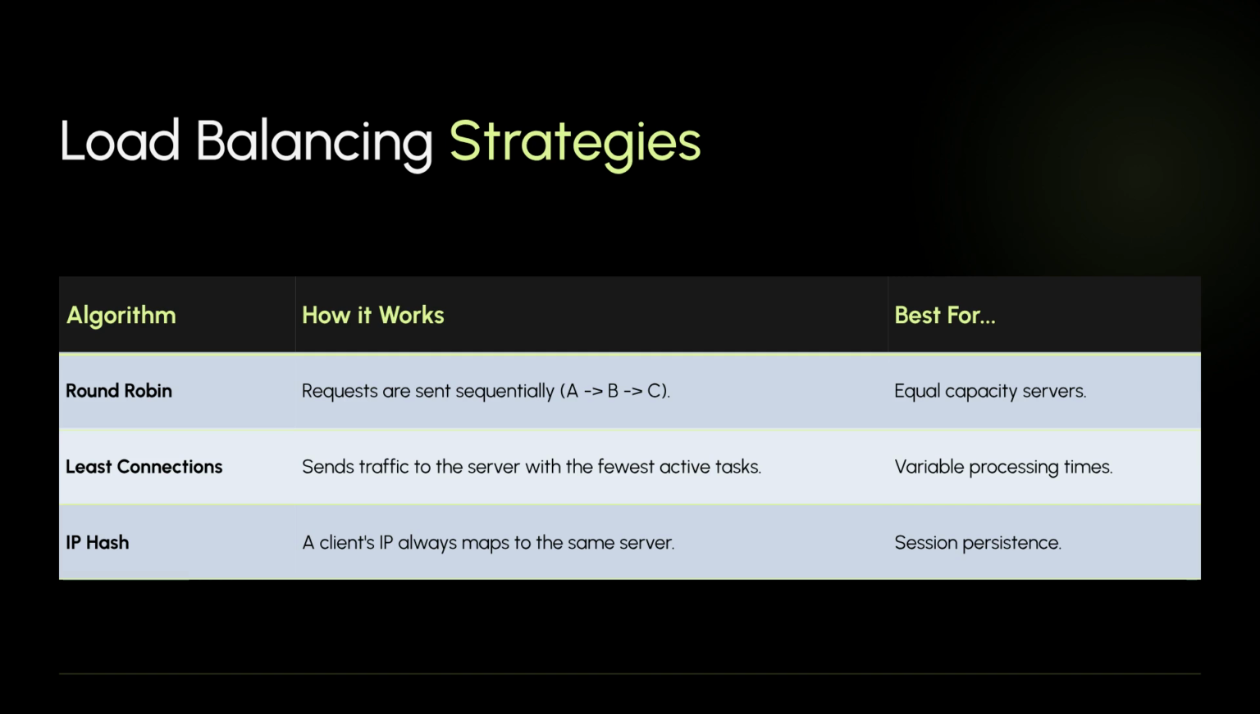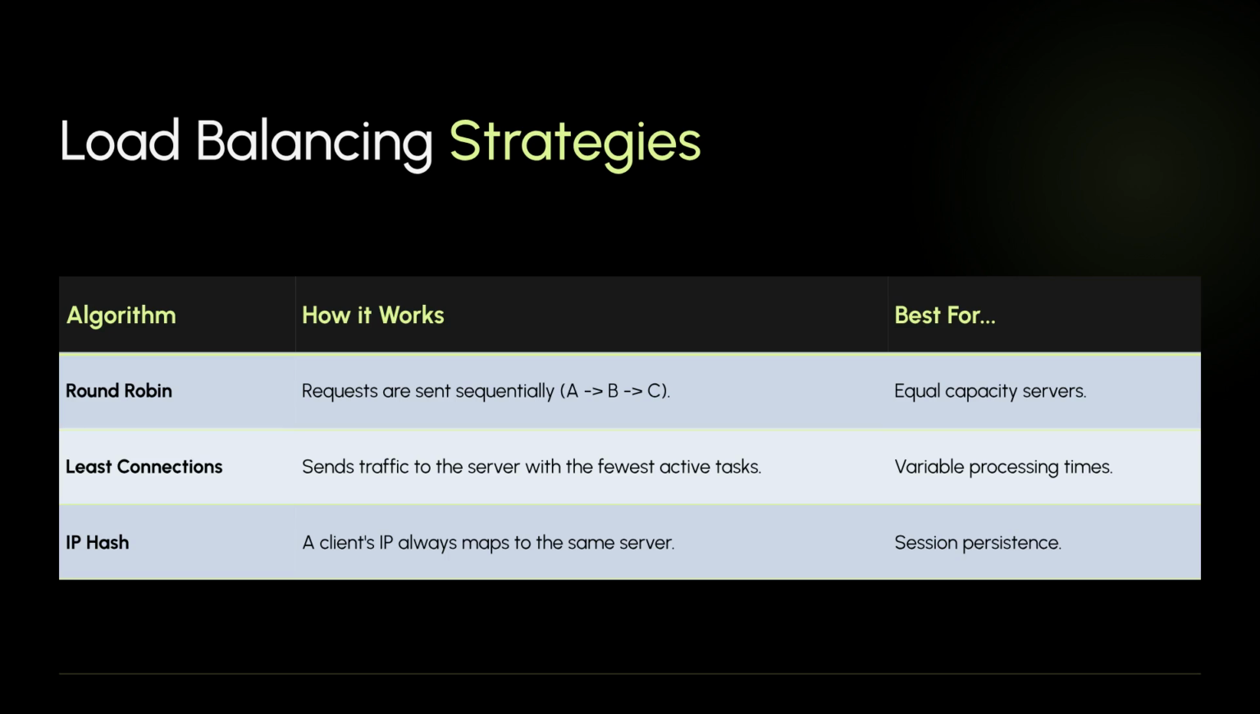When your application grows, you'll probably run multiple backend servers. NGINX provides several ways to distribute traffic. Round robin. Requests are sent sequentially: server A, then server B, then server C, and repeat. Perfect when all servers have similar capacity.